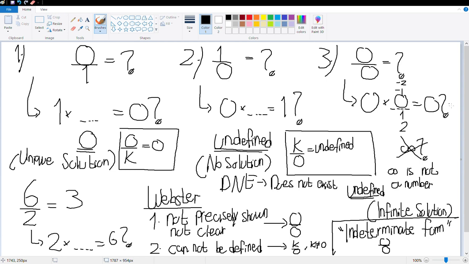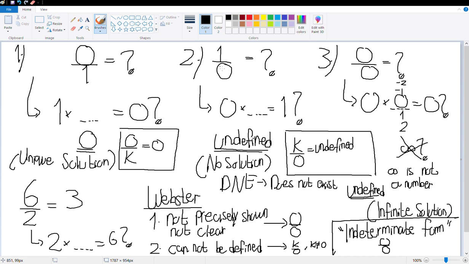why it's impossible. So in conclusion, 0 divided by 1 is 0. And it's a unique solution because you only have one possible answer. Not only 0 divided by 1, but 0 divided by any number as long as it is not 0. The second one is 1 divided by 0, which is undefined. But undefined here means no solution, or does not exist. So you cannot define the value. It's impossible for you to find the value.